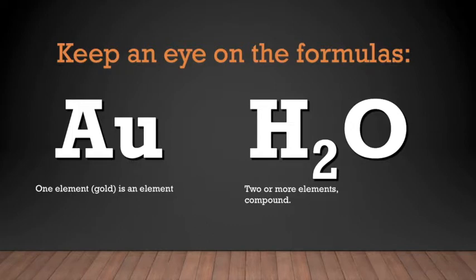When we are identifying between an element and a compound, it is very important for us to keep an eye on the formulas. If the formula only has one element, it is considered to be an element. If the formula has two or more elements, then it is considered a compound.